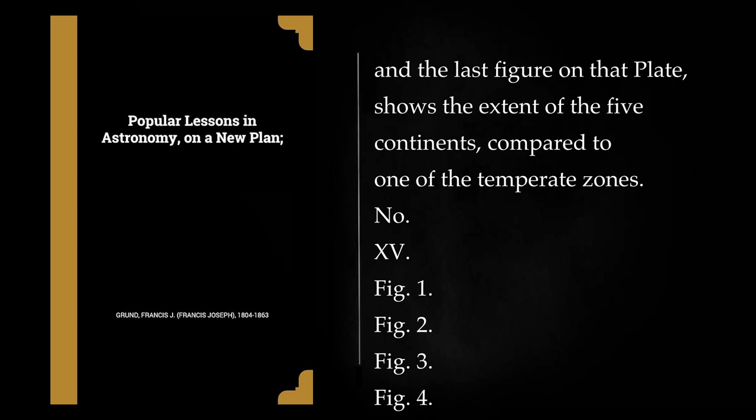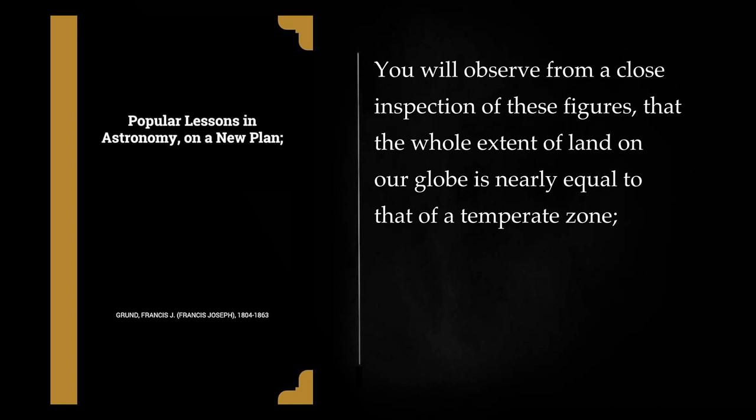And the last figure on that plate shows the extent of the five continents, compared to one of the temperate zones. No. 15. Figure 1. Figure 2. Figure 3. Figure 4. Figure 5. Figure 6. You will observe from a close inspection of these figures, that the whole extent of land on our globe is nearly equal to that of a temperate zone.